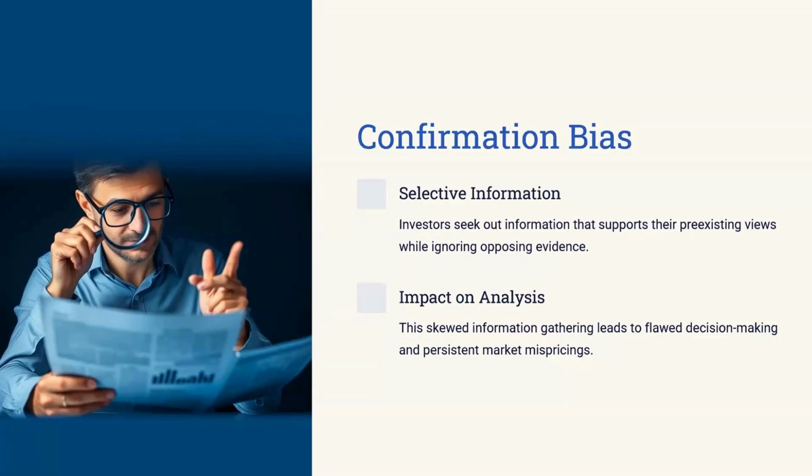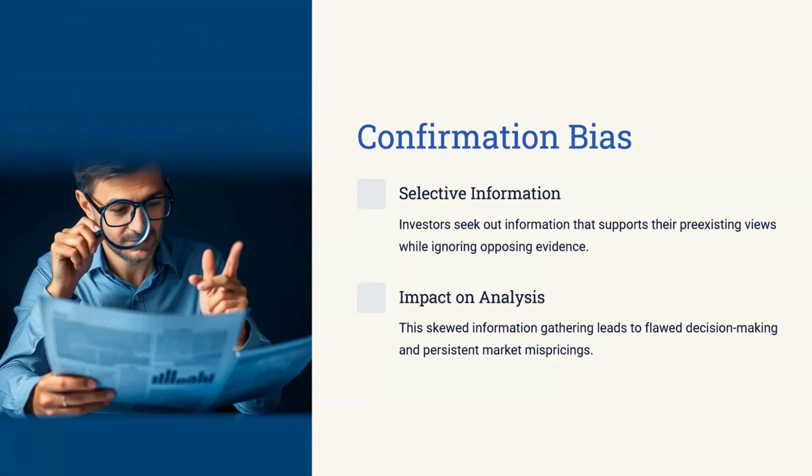The first is selective information. Investors seek out information that supports their pre-existing view while ignoring opposing evidence. This selective behavior manifests in several ways. The first one is selective exposure. Second, selective interpretation. Third, selective retention. And the next is the impact on analysis. This skewed information gathering leads to flawed decision making and resistant mispricing.